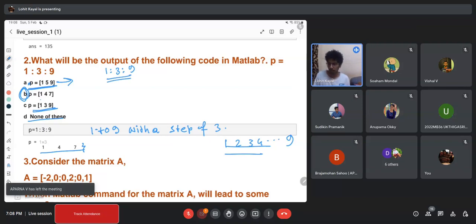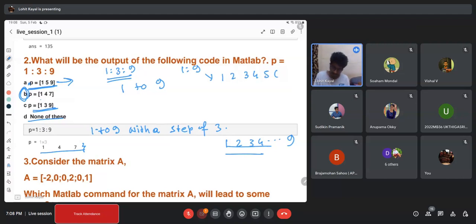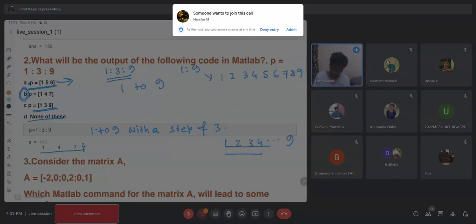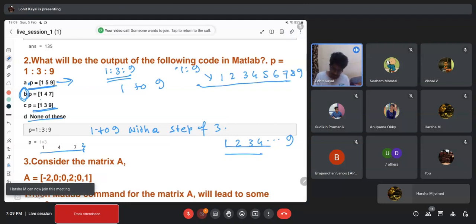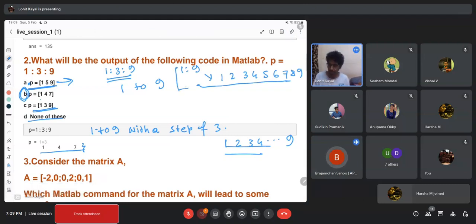This is for MATLAB, but for us it will go from 1 to 9. If you just write 1 colon 9, it means that it will go from 1 to 9, and the result will be 1 2 3 4 5 6 7 8 9. Just tell me, have you understood how we are getting this, 1 to 9? Yes, sir.